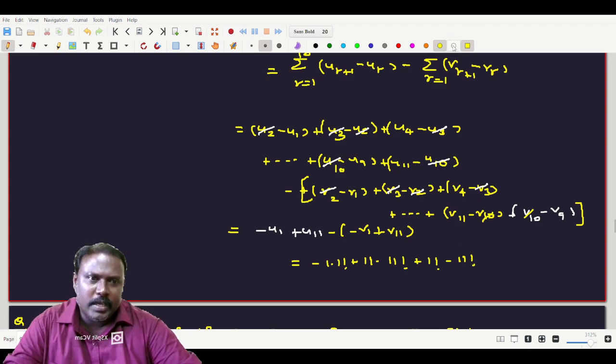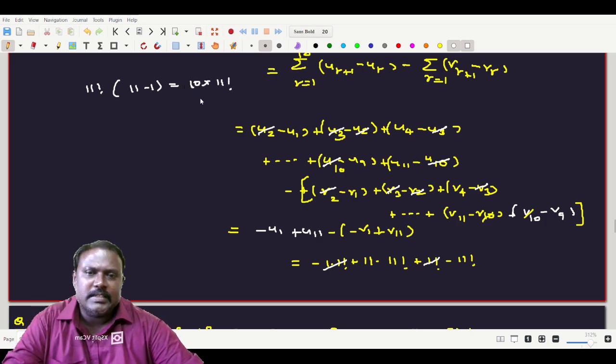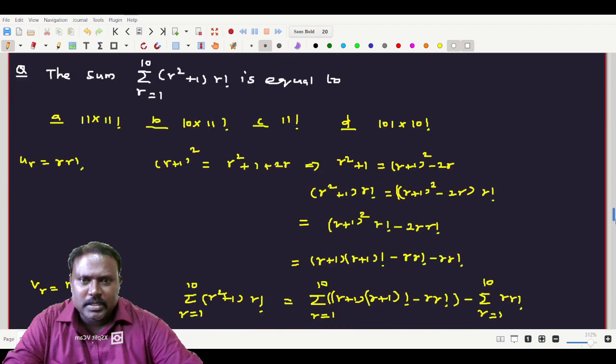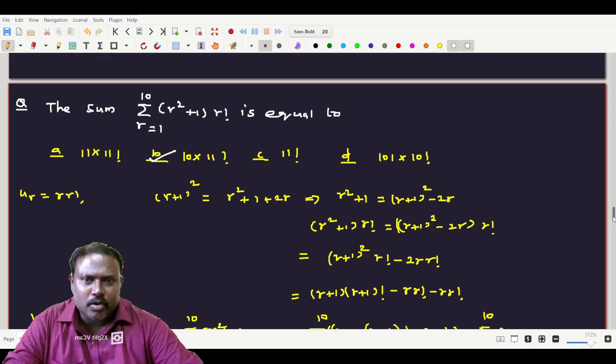Now here you just look at this 1 factorial and this 1 factorial will get cancelled. Here also 11 factorial, here also 11 factorial. You just pull out this 11 factorial outside. So here I will be getting 11, here I will be getting 1. So finally 10 into 11 factorial. Actually this is the correct answer to this question. Let us see the options. Right, so 10 into 11 factorial, so option B is the correct answer.